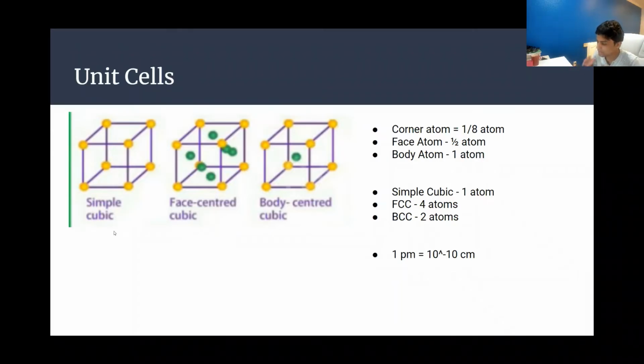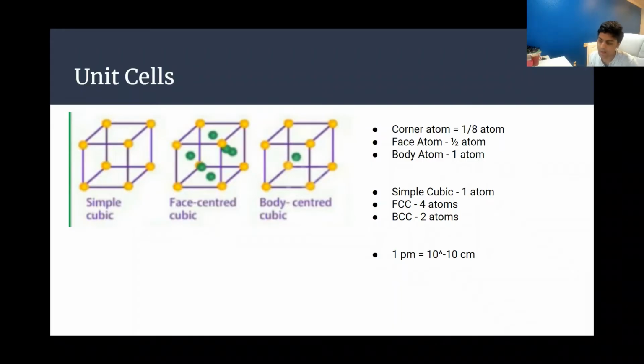So that means a simple cubic has 1 atom, because of 8 corner atoms. FCC has 4 if you do the math, and BCC has 2. A lot of questions will ask you how to calculate the atomic or molar mass of an element or compound using a unit cell, or the density.